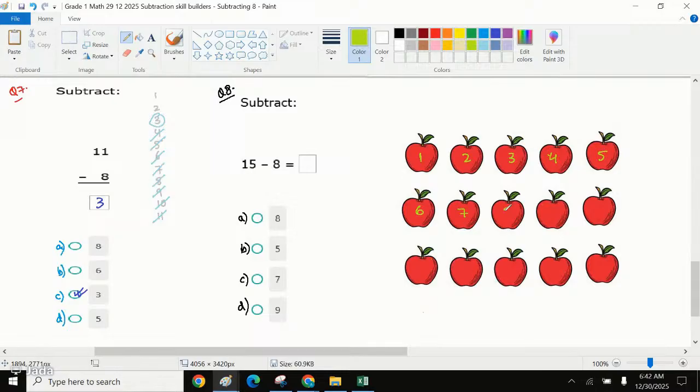6, 7, 8, 9, 10, 11, 12, 13, 14, and 15, right? Let's remove 8. 1, 2, 3, 4, 5, 6, 7, and 8. Yes, your answer is 7. That is a totally correct answer. 7 would be the correct answer, and 7 is option number C. So we click on 7. That is option number C.